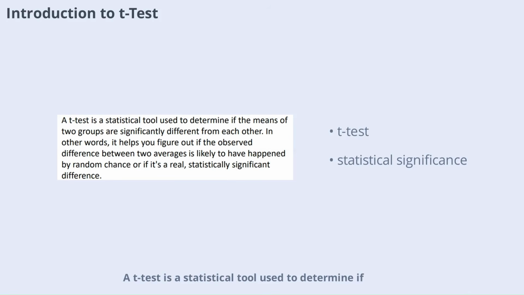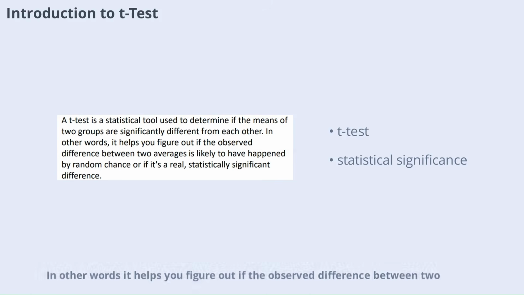A t-test is a statistical tool used to determine if the means of two groups are significantly different from each other. In other words, it helps you figure out if the observed difference between two averages is likely due to random chance or if it's a real, statistically significant difference. T-tests are widely used in research, business, and healthcare to compare groups and draw meaningful conclusions.